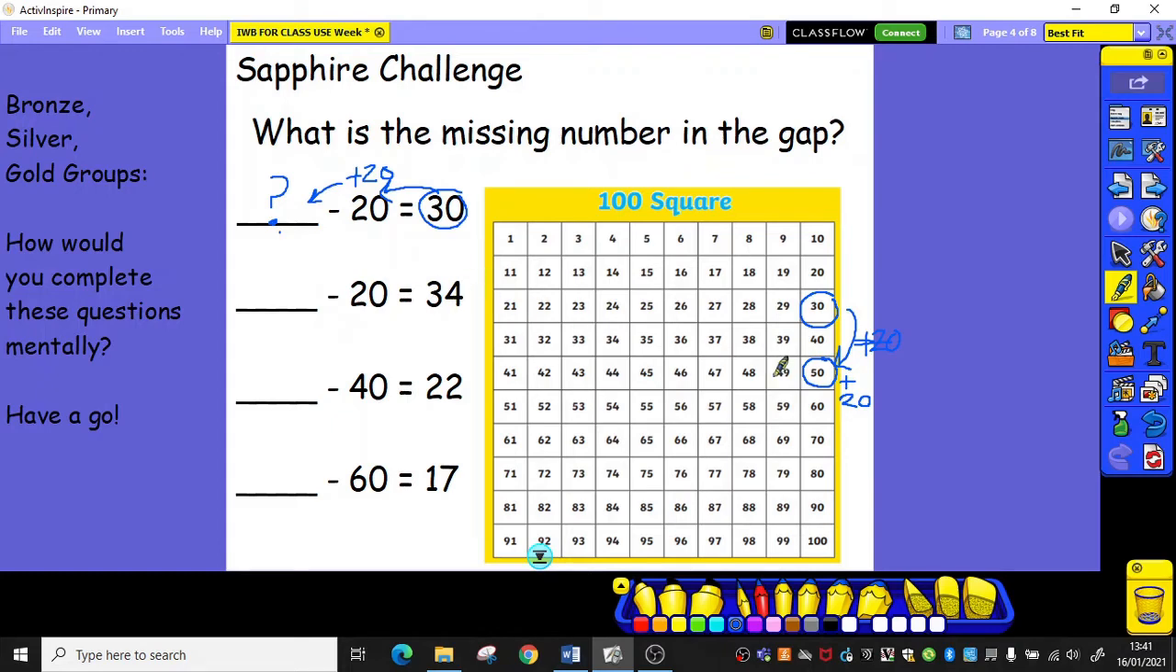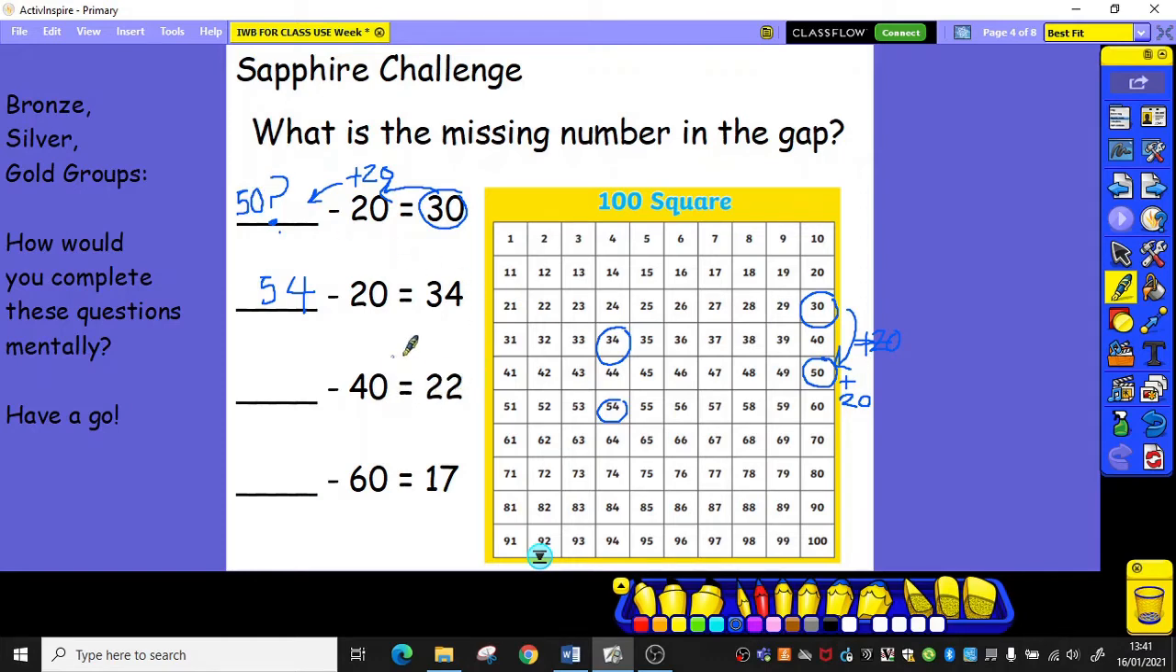So starting on 34, it would be no different. If I've got to add 20, add 10, add 20, my answer is going to be 54. My answer was 50 to this question.